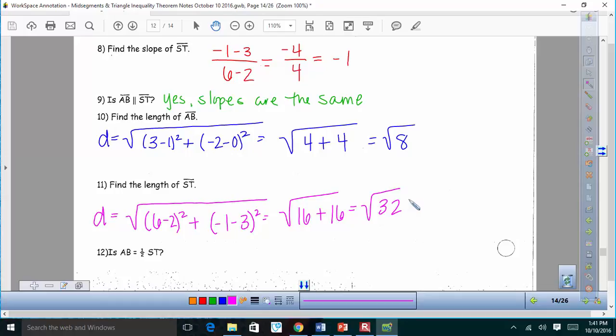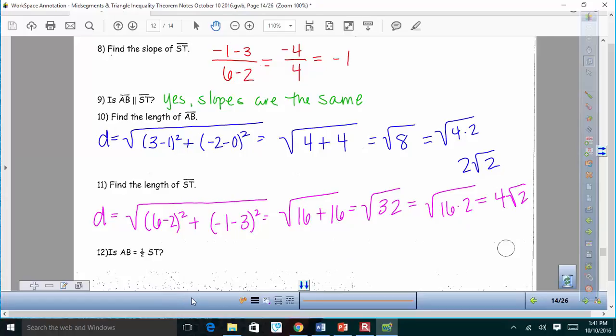Now, I didn't actually work these out all the way. Is there a perfect square that comes out of 8? We can break it down to 4 and 2, and we can take the square root of 4. So that's 2 square roots of 2. And what about 32? Is there a perfect square in that? 16 and 2. So the square root of 16 is 4, so 4 square roots of 2.